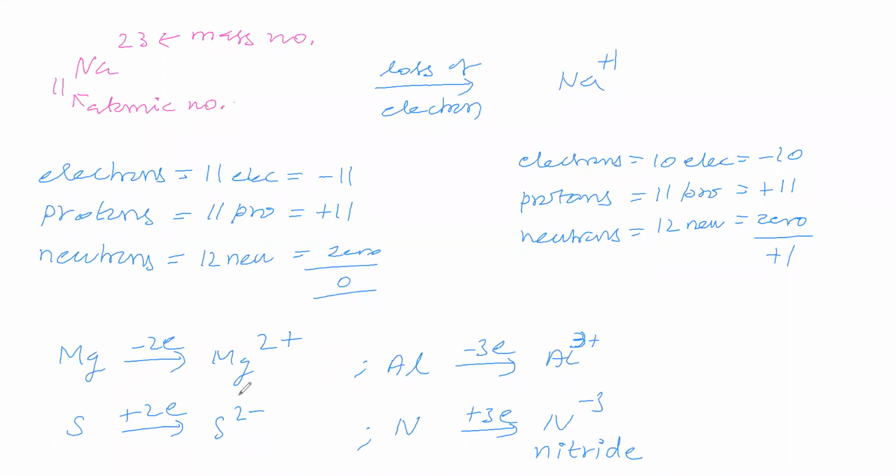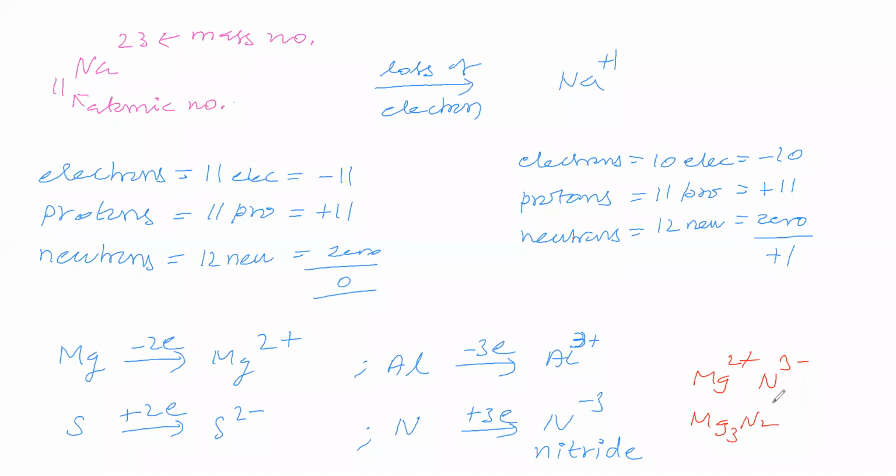Now we'll take magnesium and nitrogen. Magnesium has a 2 plus charge. Nitrogen has a 3 minus charge. We will take these two and cross multiply. We will get Mg3N2.